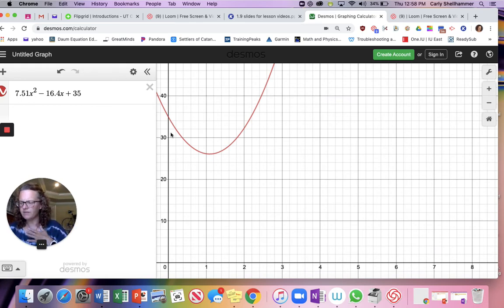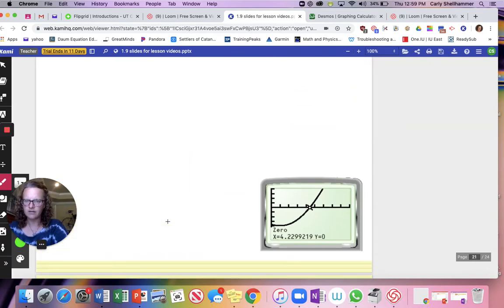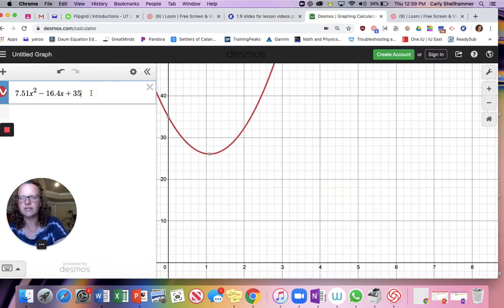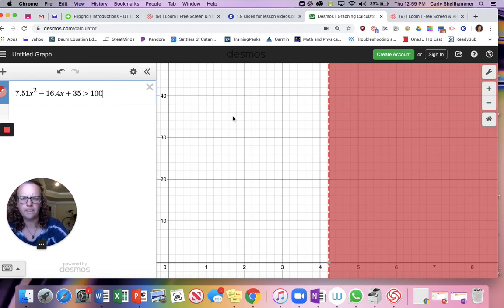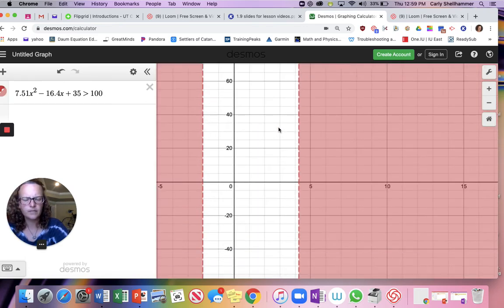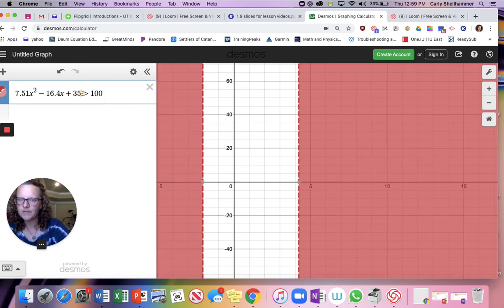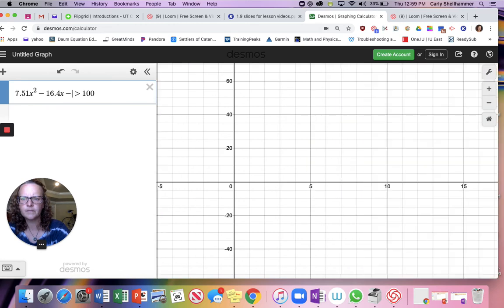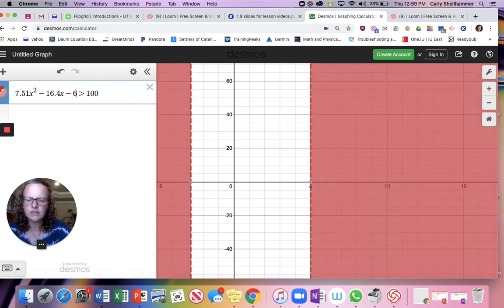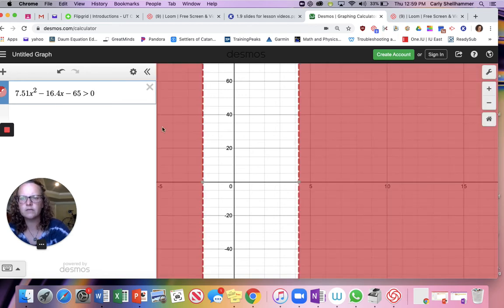All right, so we still want to find the values of x for which our function is greater than 100, because we want the number of teams greater than 100. So let's go back over to Desmos, and I'm going to say is greater than 100. That's awful. If I subtract 100 from both sides, 70, 80, 90, 100, yep, 65, 0, same thing.